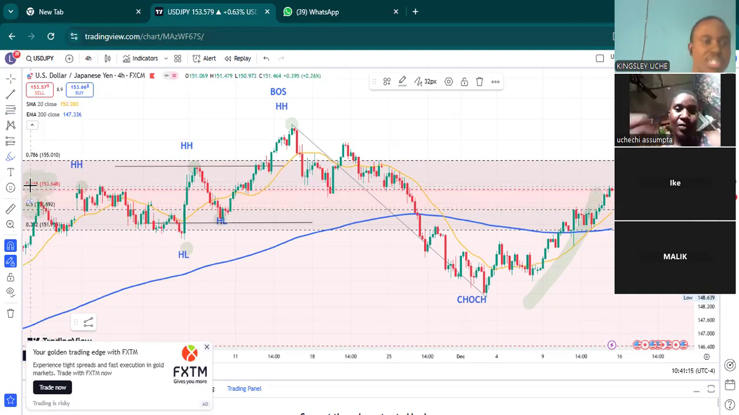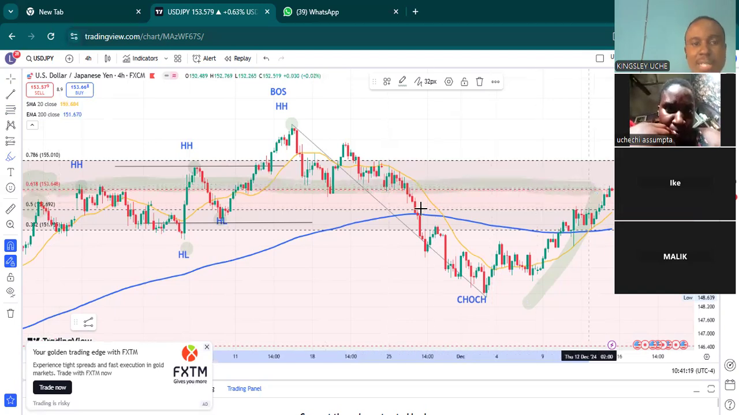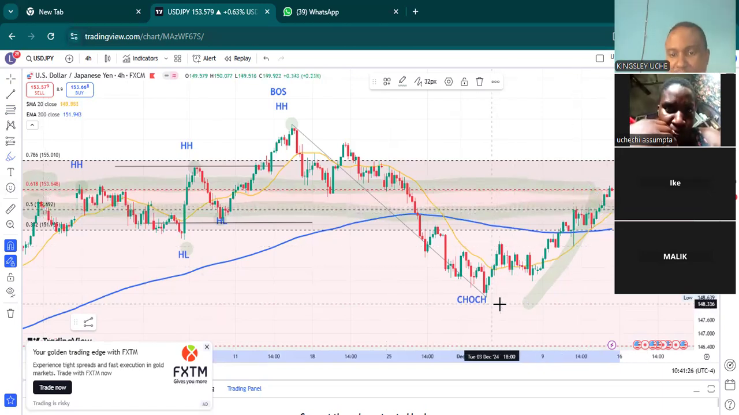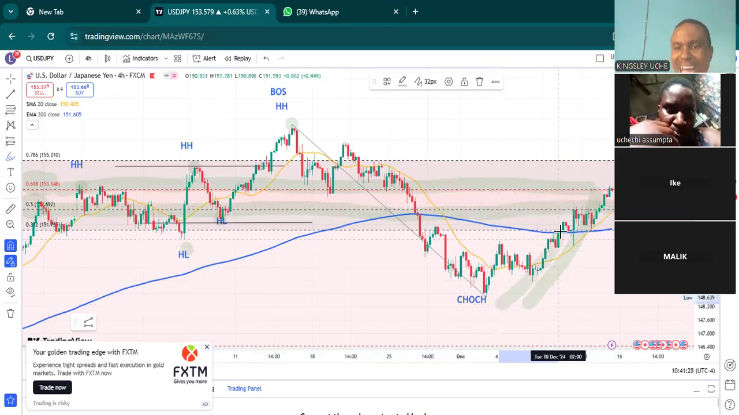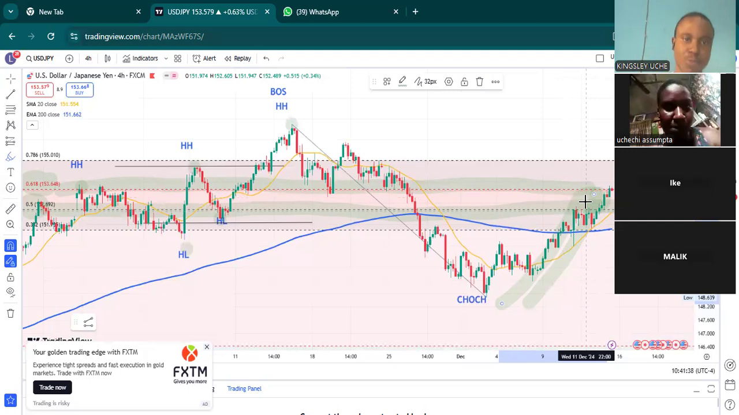You can see the 0.618 is a red line down to this side, while the 0.5 is a black line towards this side. So from the change of character, we want the price to go up and come into this zone, the red and the black. It needs to come into this zone. This zone would activate the second phase of the strategy.